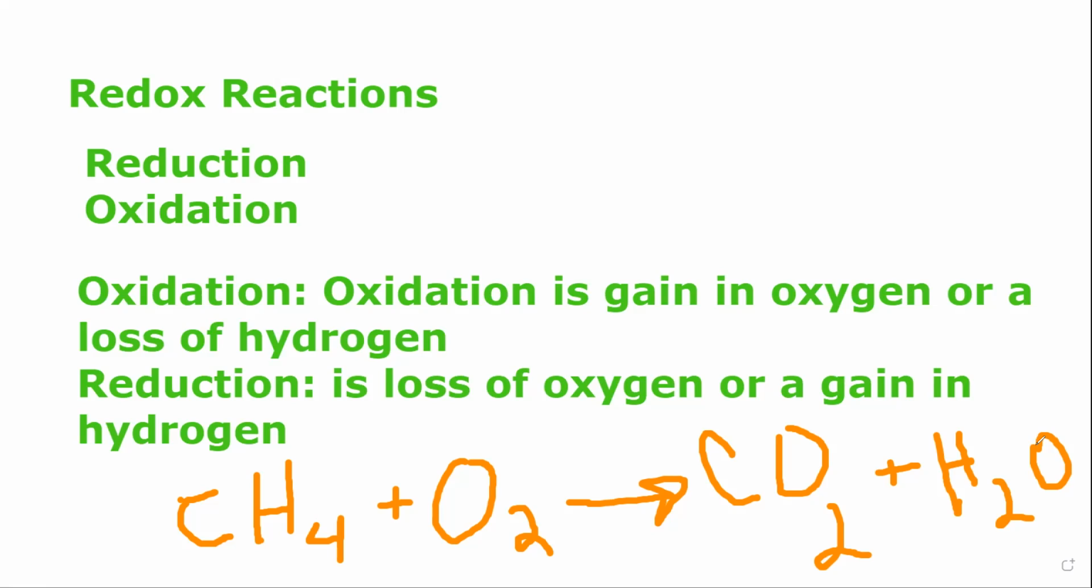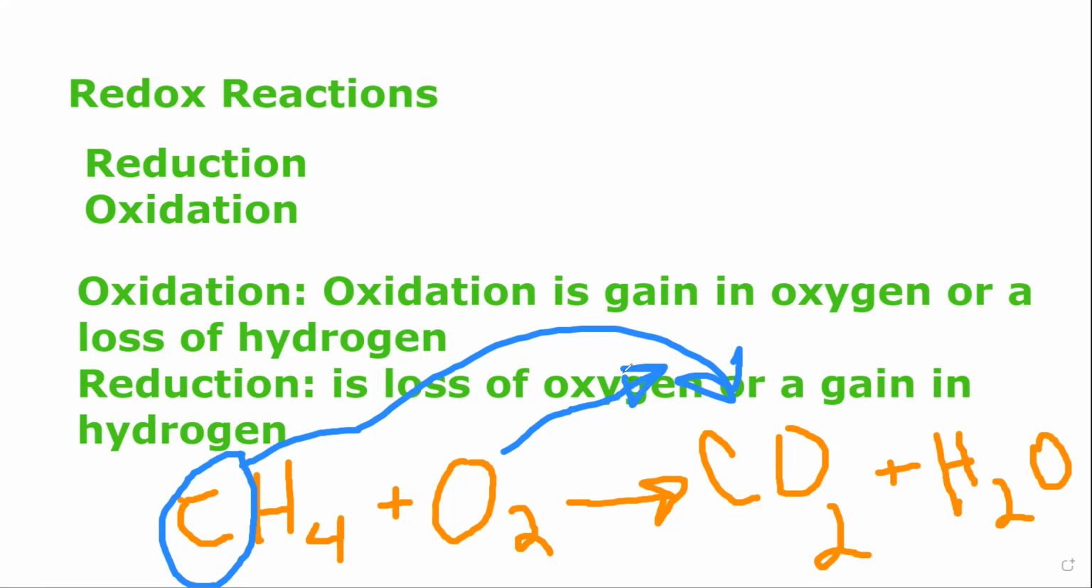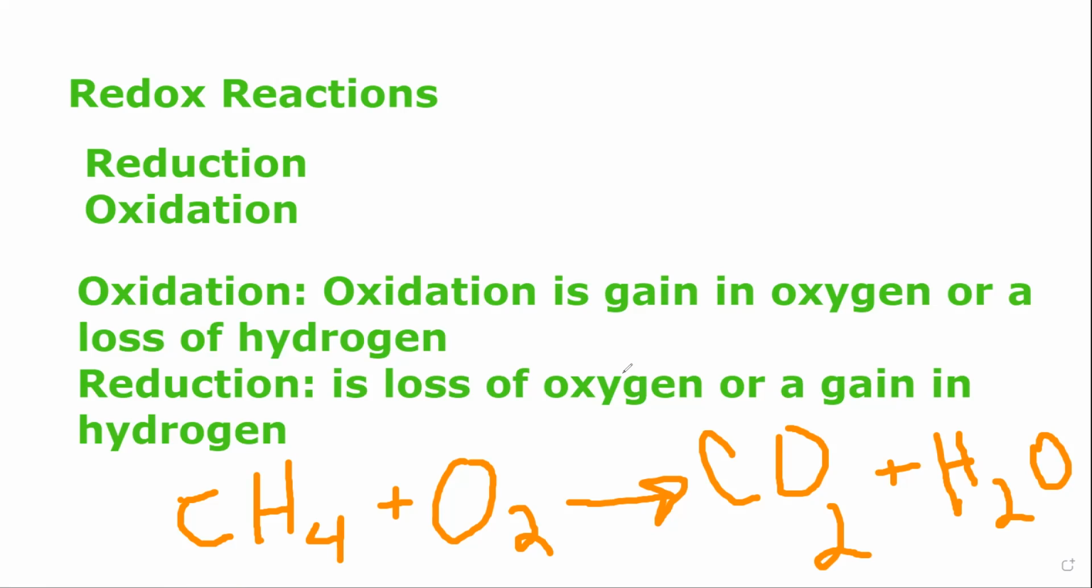So when methane burns, the carbon atom in the methane, I'm going to show this with a different color. This carbon that is marked in blue, in the methane gas, gains oxygen to form carbon dioxide, CO2 gas. And therefore, we can say that this carbon is oxidized.